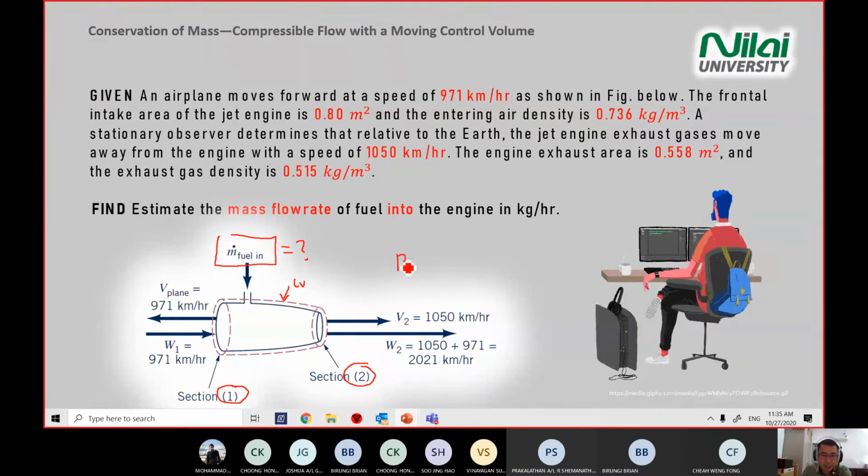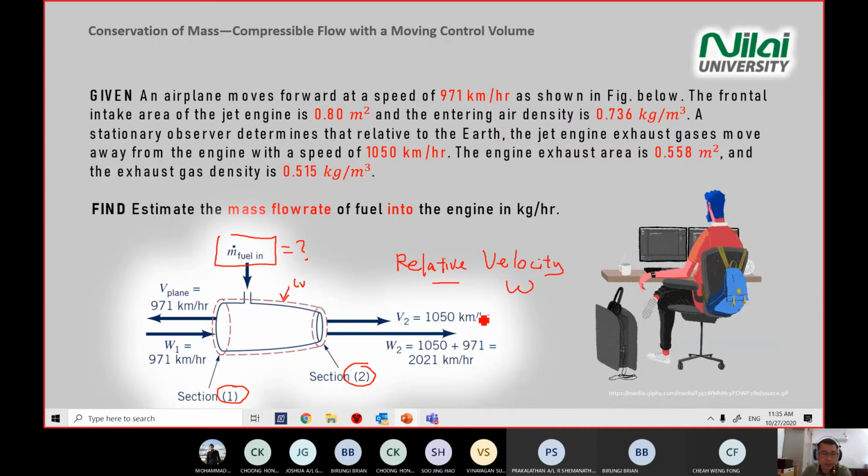Okay, I always use the word relative. In this case, relative velocity, denoted by W. Relative means you refer to a certain coordinate or certain point. So this is how we calculate the W, or how we determine the relative velocity W.